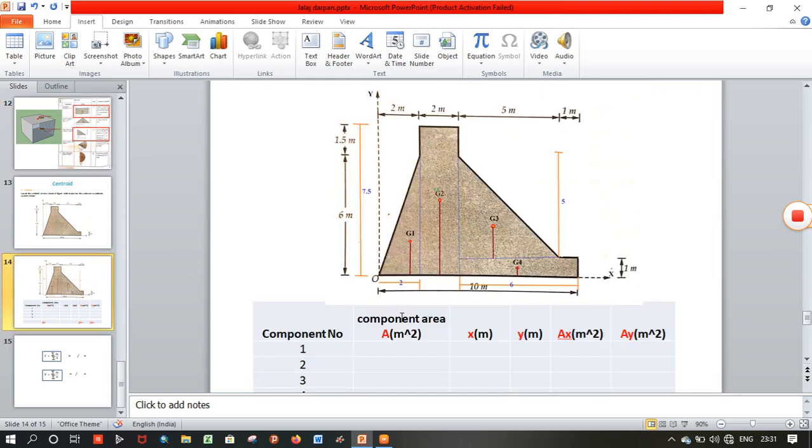The base width of this right angle triangle is 2 meter and the height is up to here, 6 meter. From here to here it forms a right angle triangle, so its height is 6 meter. So for the first geometrical component, the area becomes half, base width is 2 meter and height is 6 meter from here to here. If you look at this, it is 6 meters.